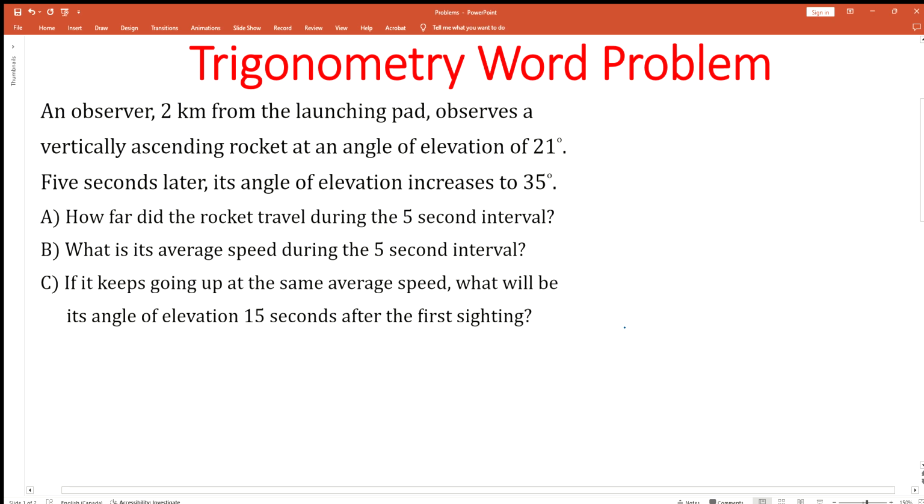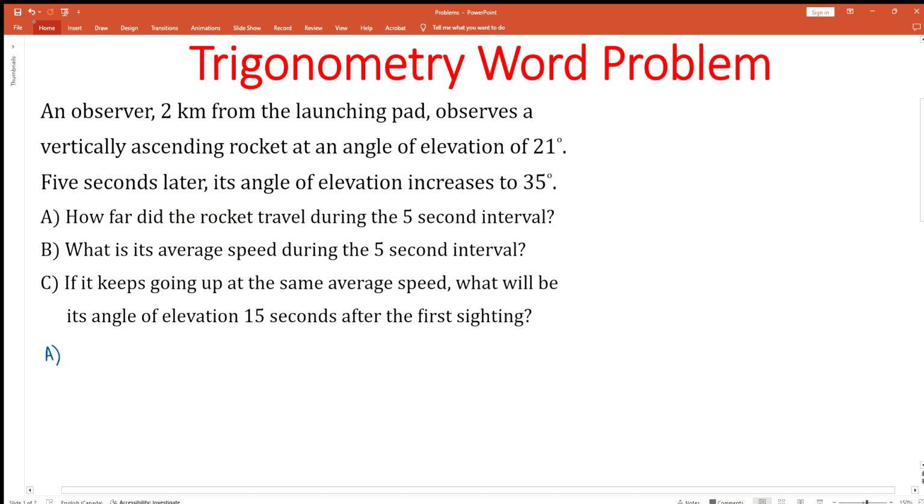In this video, we'll solve a trigonometry word problem. As per the problem, an observer 2 kilometers from the launching pad observes a vertically ascending rocket at an angle of elevation of 21 degrees. 5 seconds later, its angle of elevation increases to 35 degrees. In part A, we have to find how far did the rocket travel during the 5-second interval.